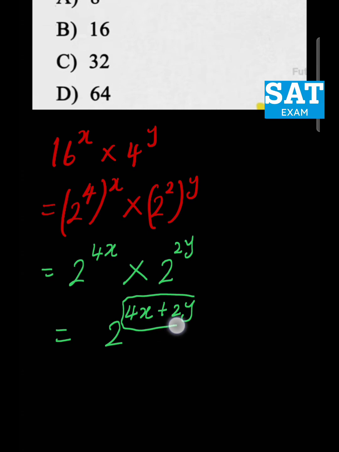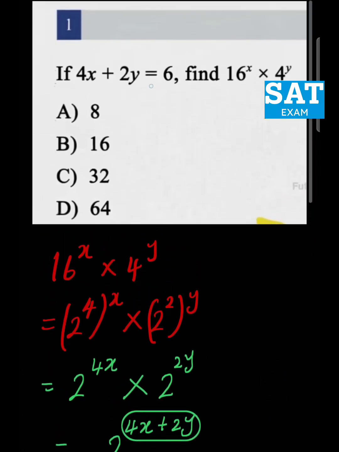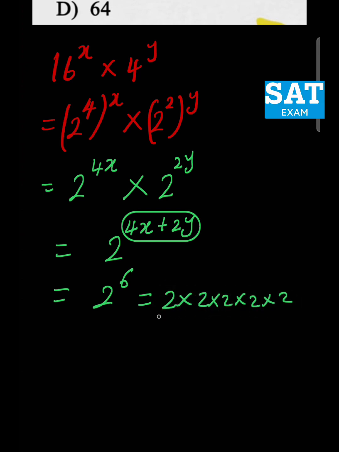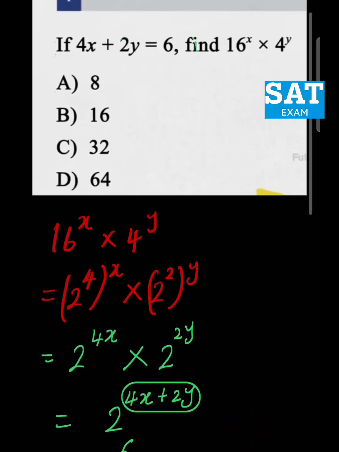Then if you observe the equation, we notice that 4x plus 2y is given as 6. So in place of 4x plus 2y, we're going to replace it with 6. So this is going to be 2 raised to the power of 6, which is the same as 2 multiplied by itself 6 times. And when you multiply 2 by itself 6 times, it's going to give us 64. So therefore, the correct answer is going to be D.